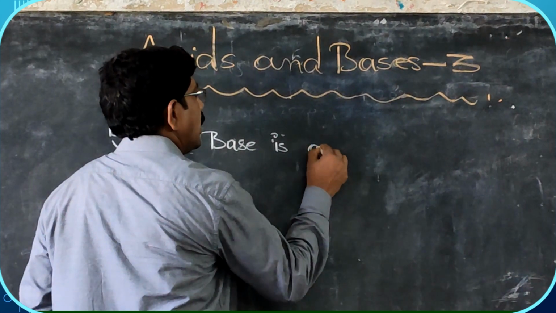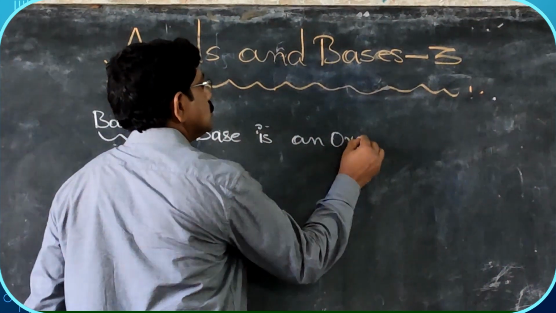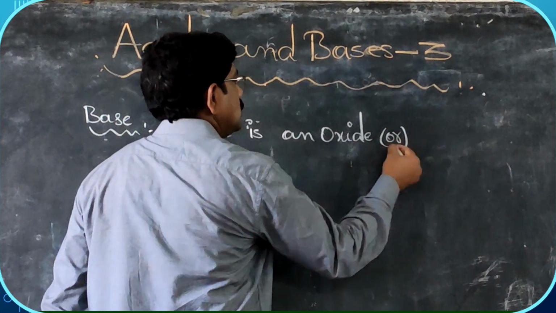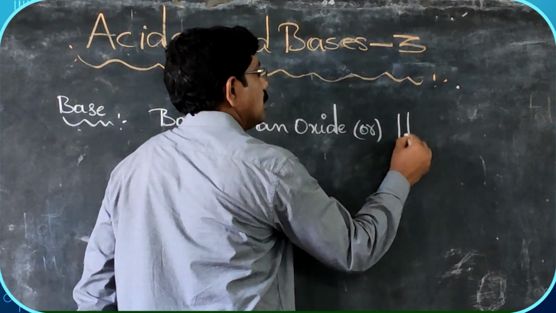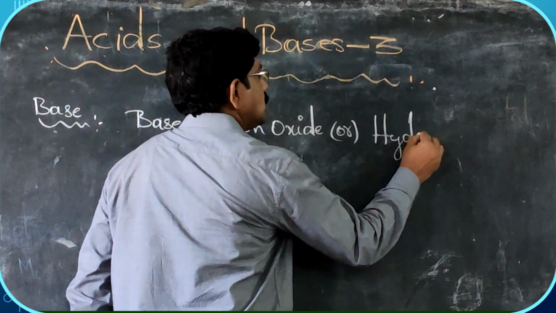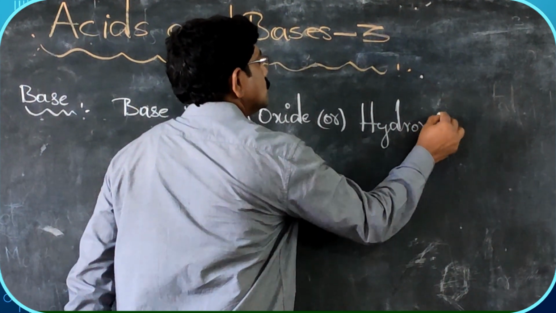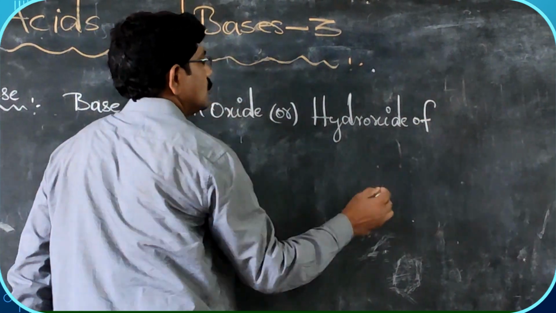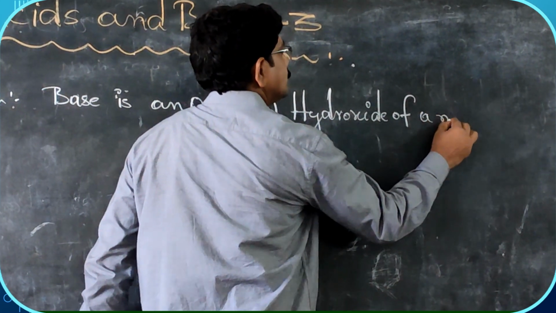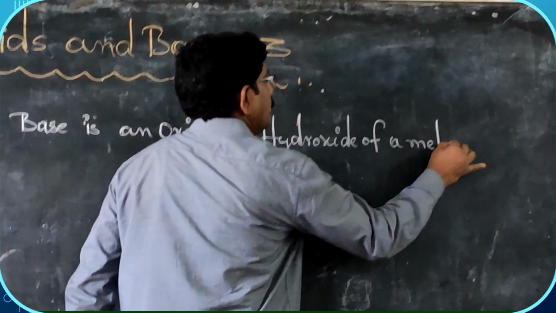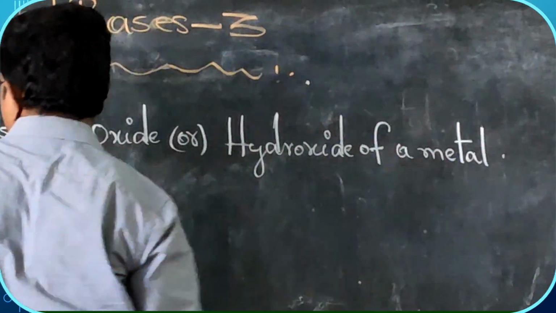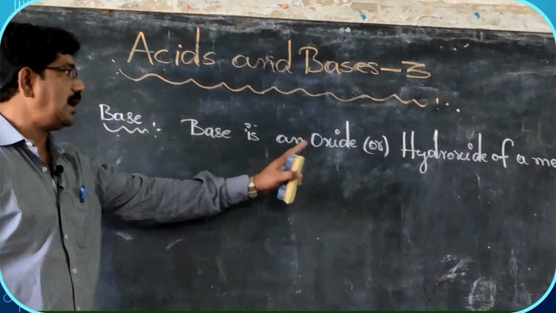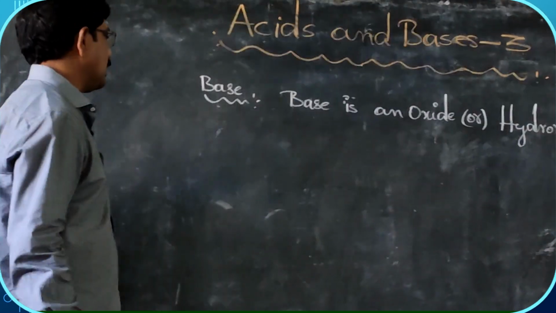is an oxide or hydroxide of a metal. Examples of bases. See, what is a base? A base is an oxide or hydroxide of a metal.